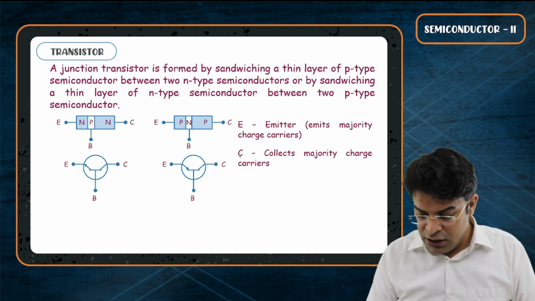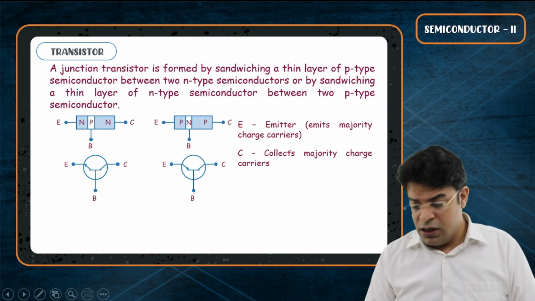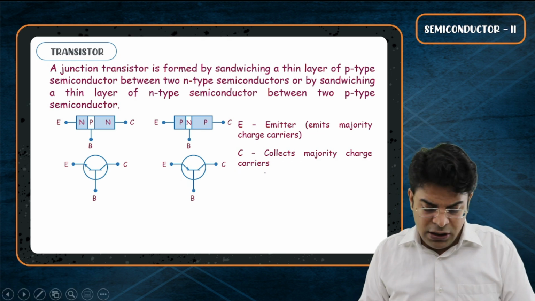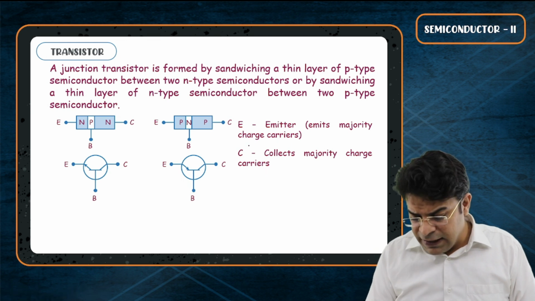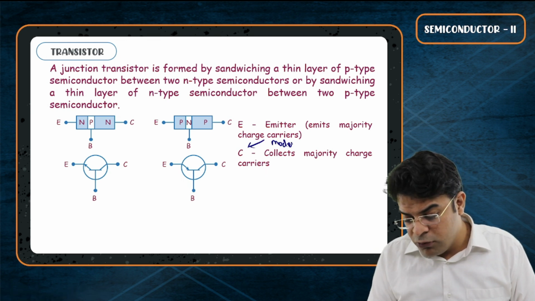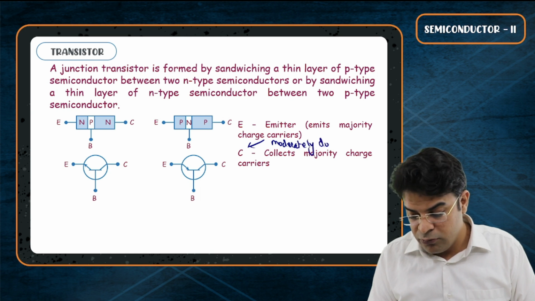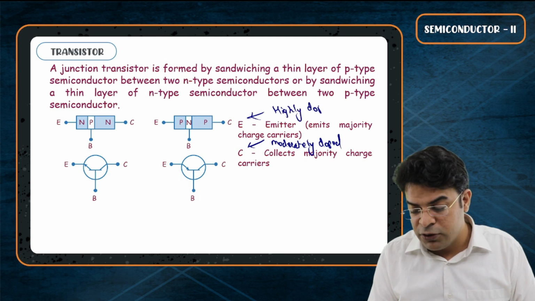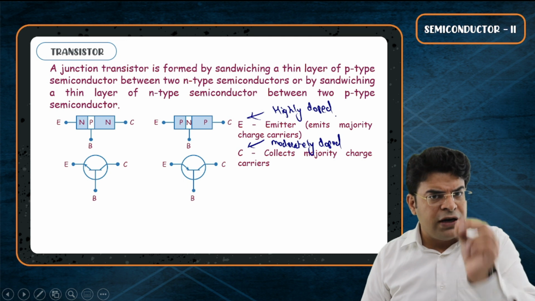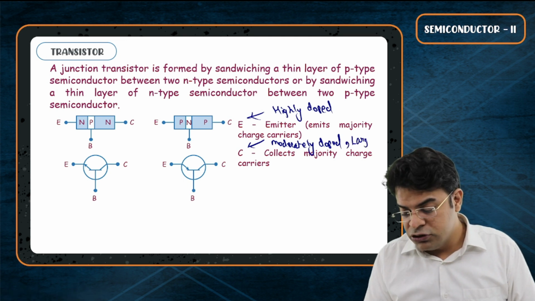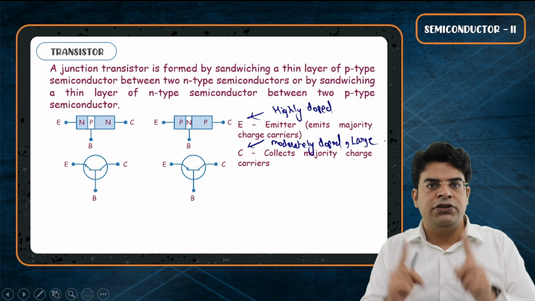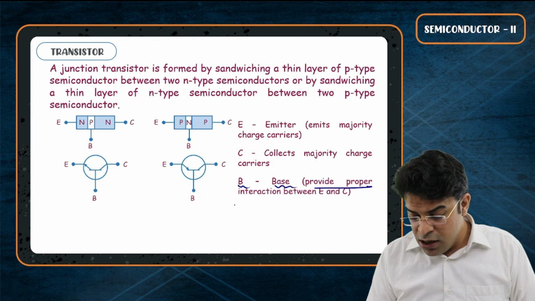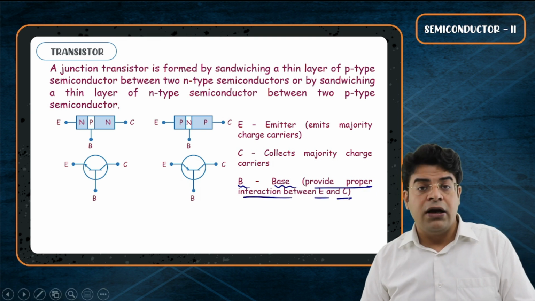Second thing, bachcho, C is called collector. Collector collects majority charge carriers which have been emitted by the emitter. The name itself, collector. Collector is moderately doped. Emitter is highly doped. It should have huge number of charge carriers. Collector is moderately doped and large in size. So out of these three, collector has the largest size. And then comes base. Base provides interaction between emitter and collector.